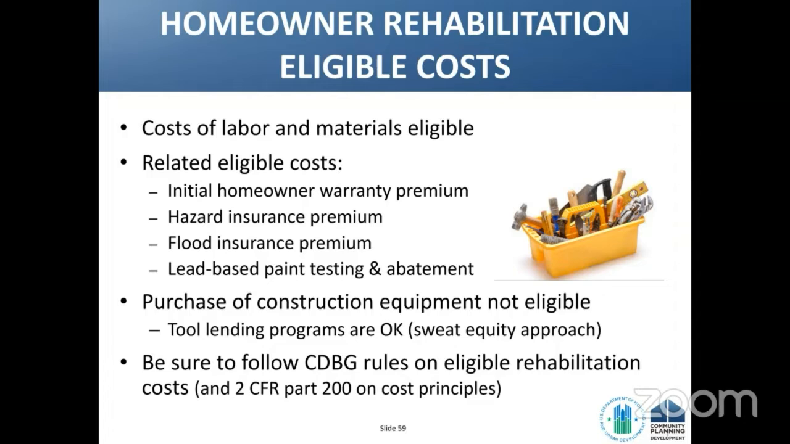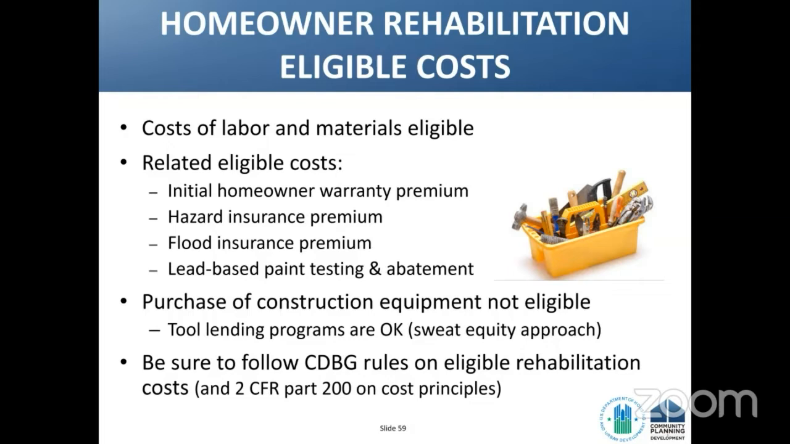What's not allowed is the purchase of construction equipment. That is not an eligible activity. What is allowable is what we call a tool lending program, where you may lend tools to income eligible persons to be able to perform their own rehabilitation. A lot of grantees do not do this, I guess for various reasons, but it's an option that's available.